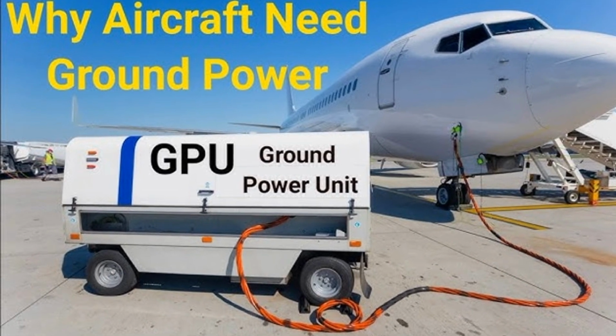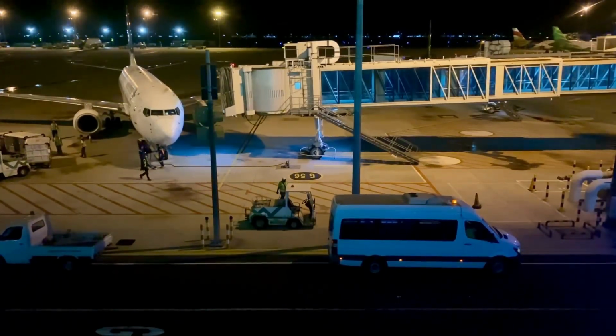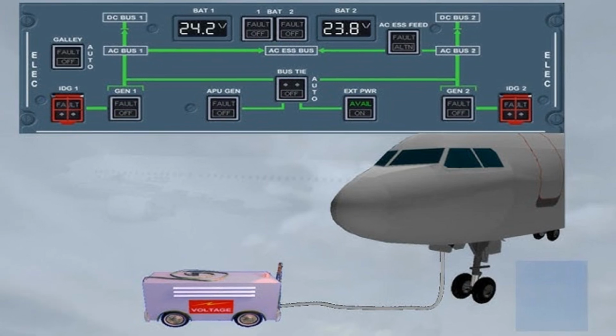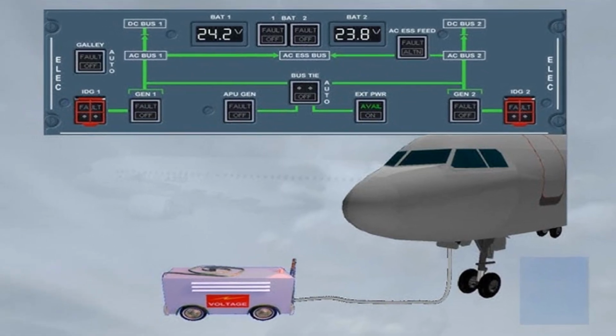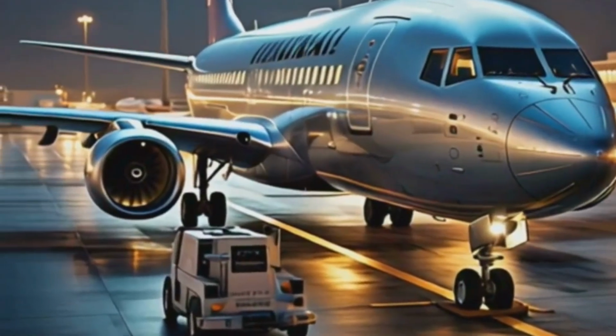External Ground Power Unit, or GPU. When the aircraft is parked at the gate, it can connect to an external power source, known as a GPU. GPUs are often used to avoid fuel consumption by the Auxiliary Power Unit, or APU. Airports supply 400 Hz AC power through cables connected to the aircraft.